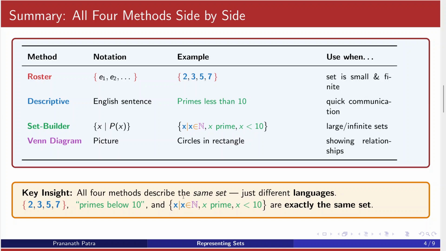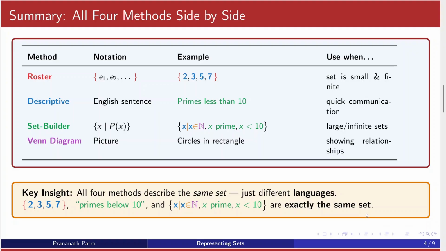All 4 of these methods can describe the exact same set. They're just different languages. Writing the numbers 2, 3, 5, and 7 in brackets, saying primes below 10 out loud, writing out the formal set builder equation, or drawing a circle with those 4 numbers inside it, they all mean exactly the same thing. You are just choosing the best tool for the job.